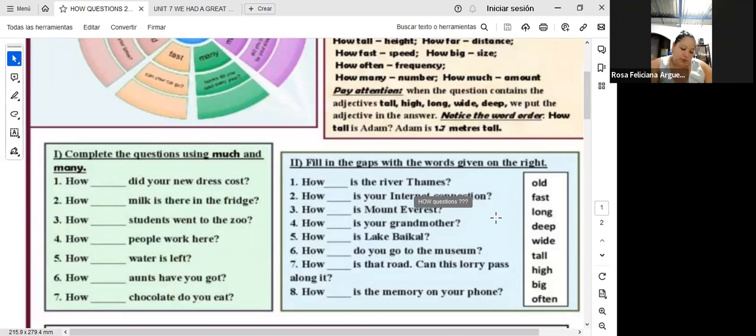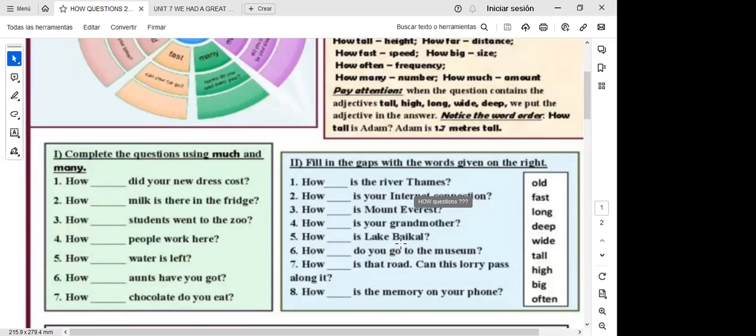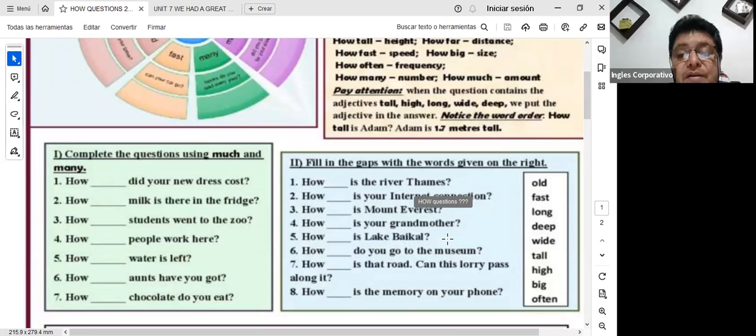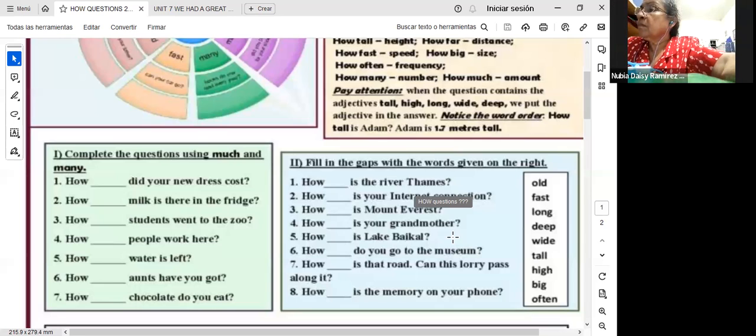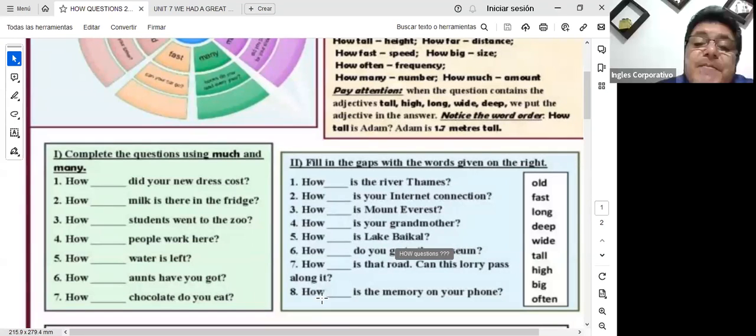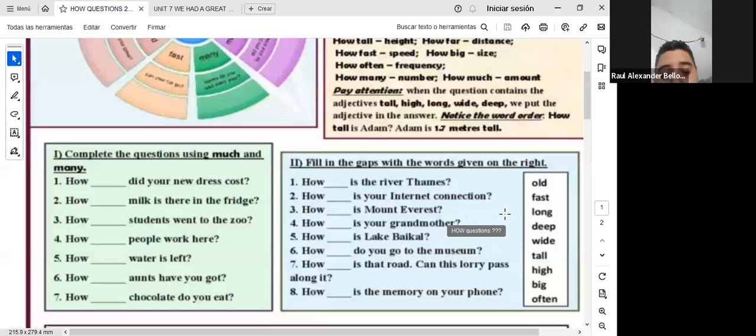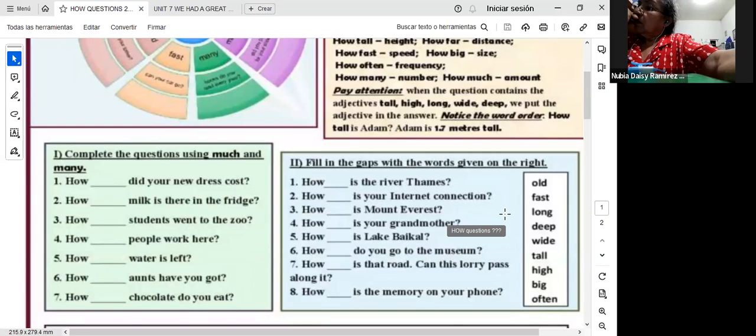Number 5 is deep. How deep? The swimming pool, you ask how deep it is. The swimming pool is 2 meters deep, or is it 1 meter? How deep? How about number six? How often? How often do you go to the museum? Frequency. How often do you go to the museum?